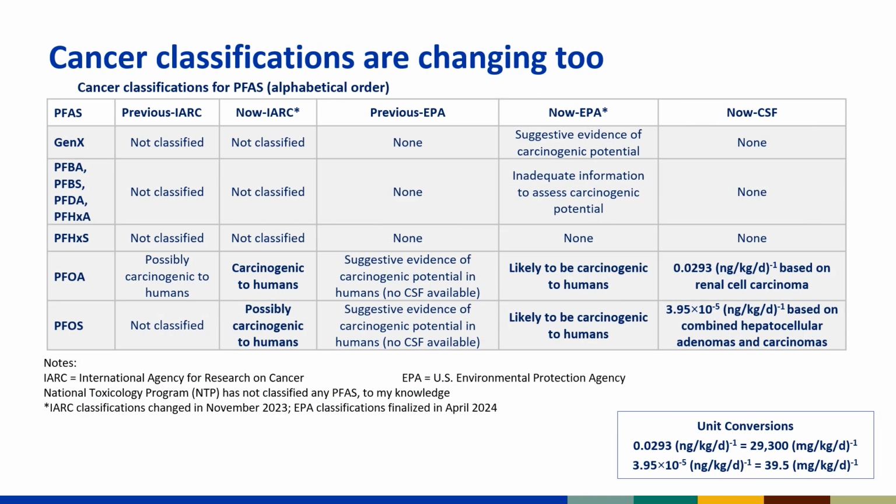Some cancer classifications for PFAS have been changing too. Both IARC and EPA have increased the cancer classifications for PFOA and PFOS in the past year. And EPA has finalized oral cancer slope factors for both PFAS. I'll note that the cancer slope factor for PFOA is such that if we developed a CREG, it would be even lower than the RMEG and below typical detection limits. At any rate, with these CSFs, we will now be adding a quantitative estimate of cancer risk to our evaluations.